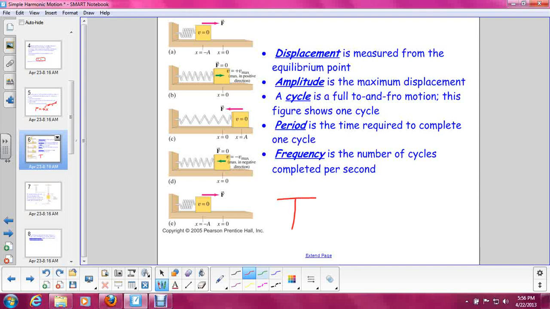So remember that the period of anything is equal to 1 over the frequency. So if you have a period of 3 seconds, that means you are going to complete a third of a cycle for every 1 second. And that's your frequency.